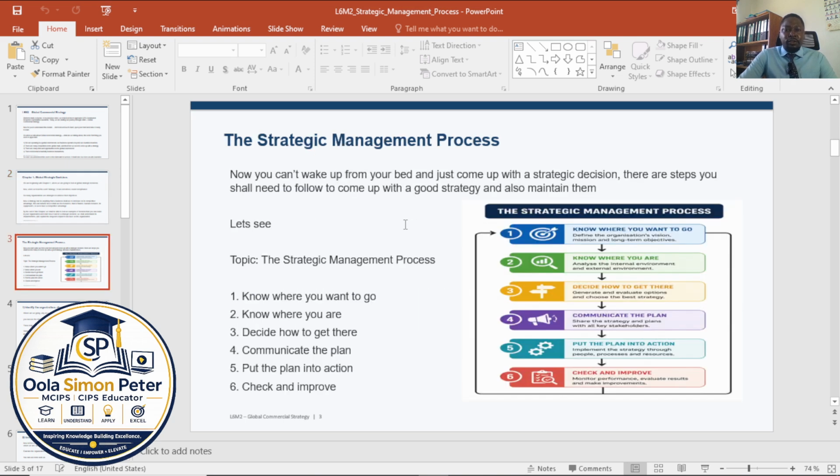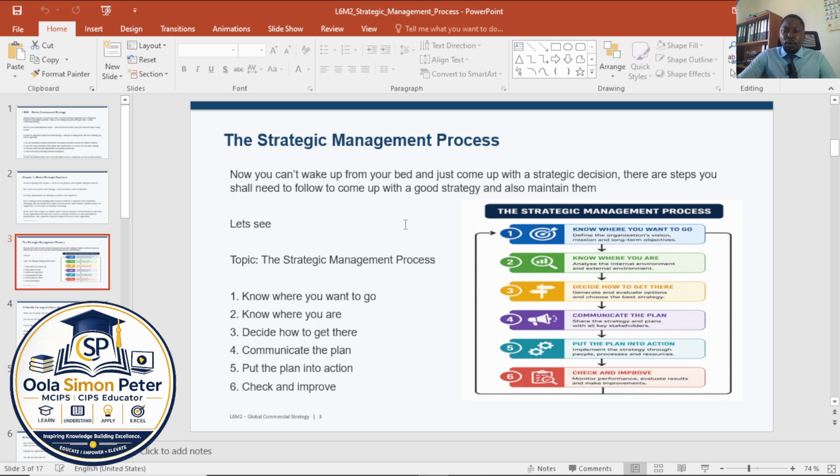So let's proceed. Strategic management process. Of course, when we look at strategy, we cannot just wake up from bed and come up with a strategic decision. No, there are steps we need to follow to come up with a good strategy, and also how to maintain them. I have a brief diagram trying to show the process of how we can come up with a strategic decision and how we can manage these strategies. So the first one could be, you should ask yourself, where do you want to go?